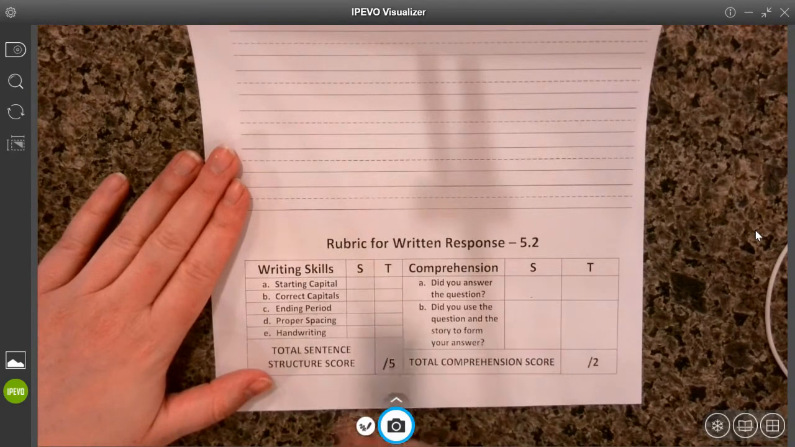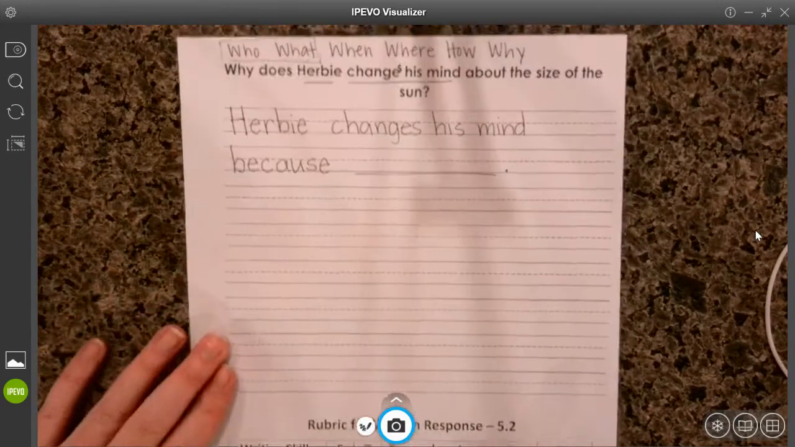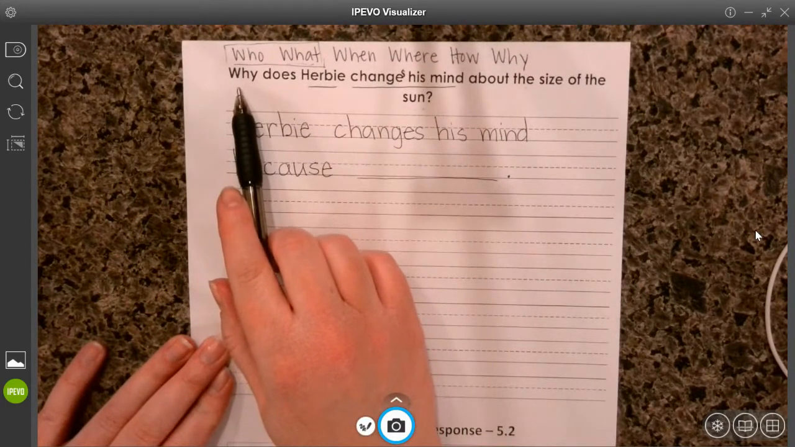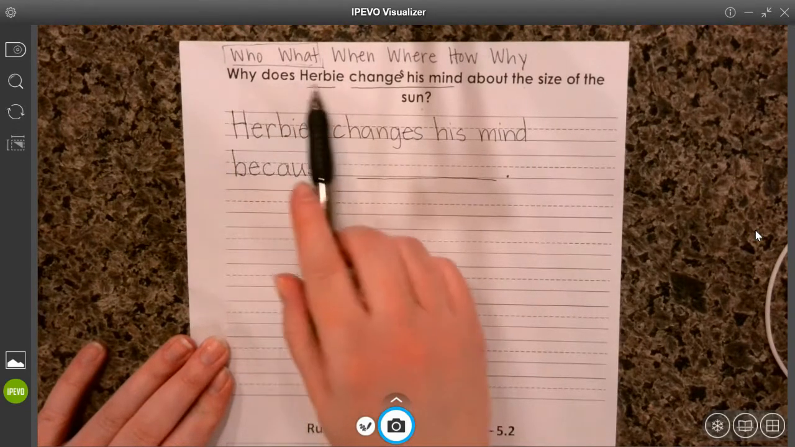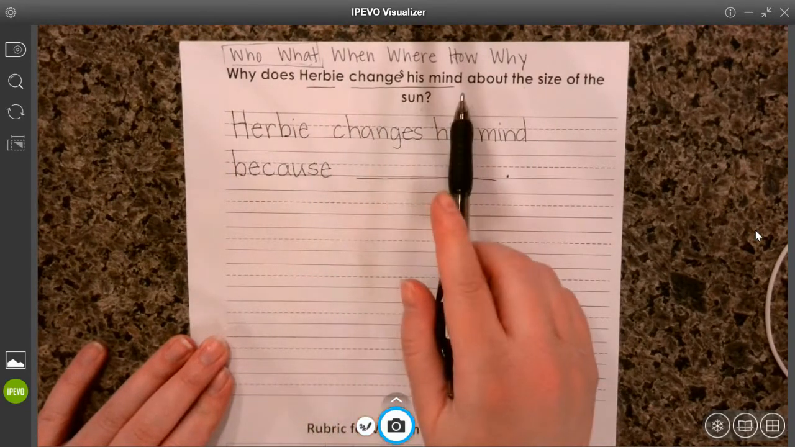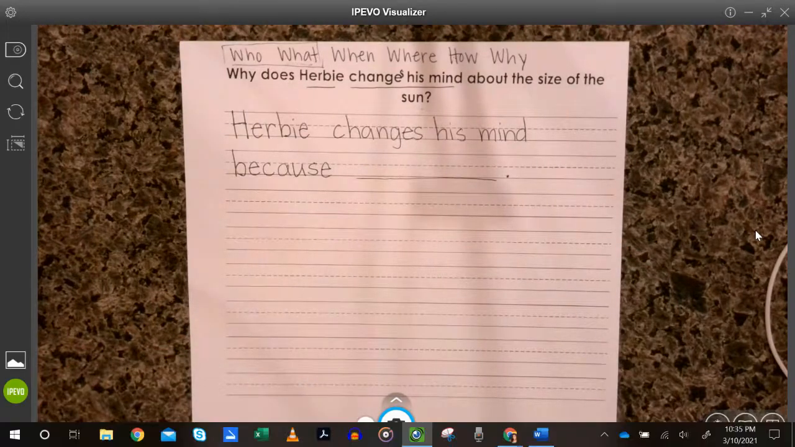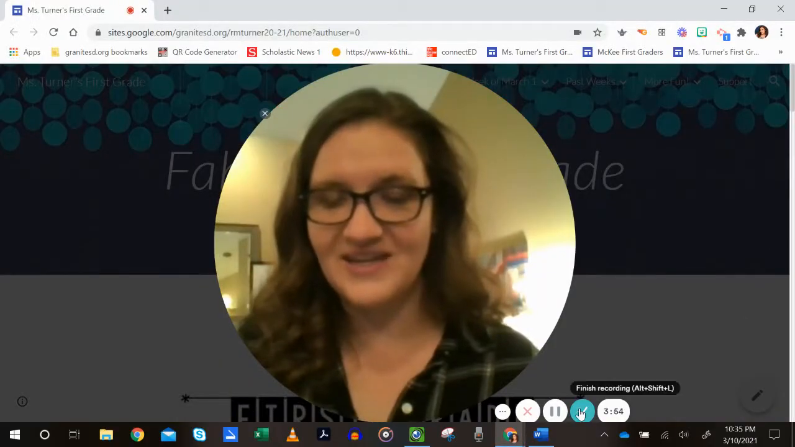So remember, student, check your work and go ahead and read and listen to the story with the question in mind. Why does Herbie change his mind about the size of the sun? Good luck. I look forward to reading what you write.